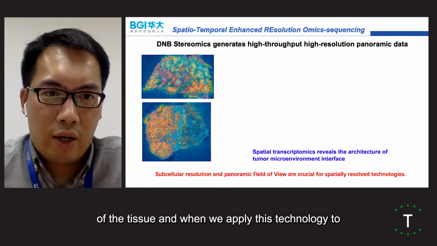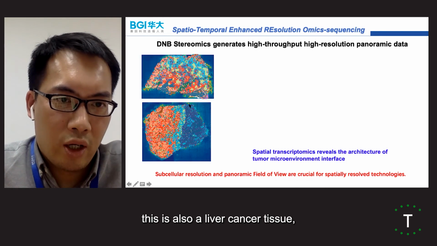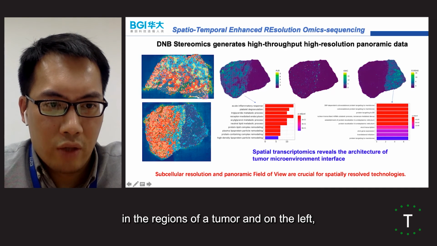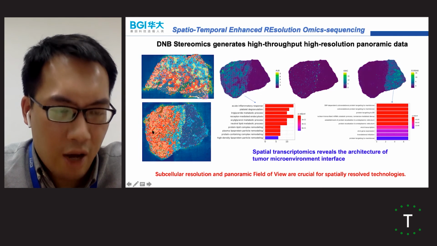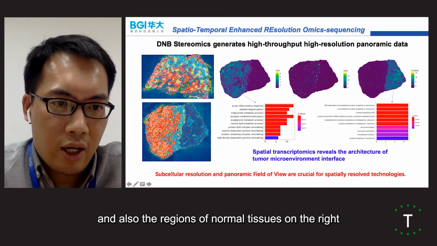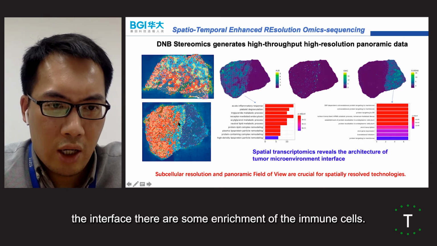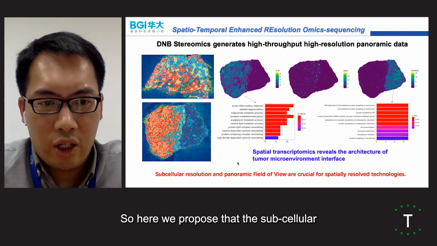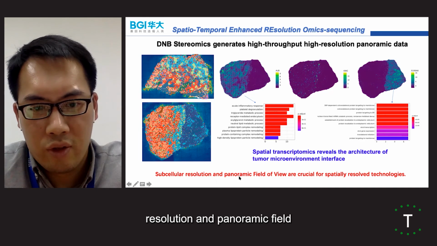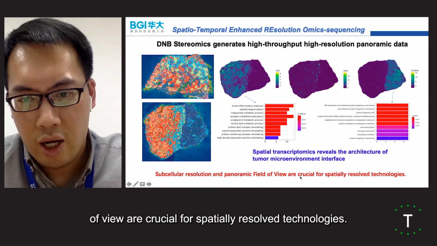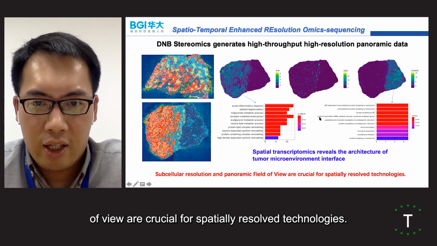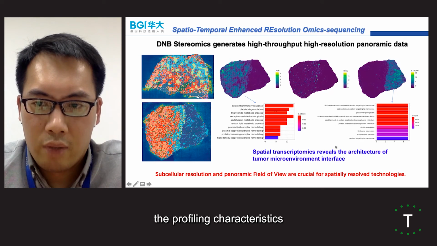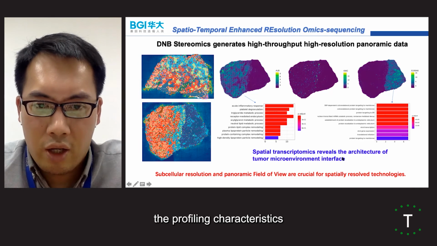When we apply this technology to tumor, for example this liver cancer tissue, you can identify the different patterns in the regions of a tumor on the left, and also the adjacent normal tissues on the right. At the interface, there is some enrichment of immune cells that may represent the process of cancer immunology. So we propose that subcellular resolution and a panoramic field of view are crucial for spatially resolved technologies. When we apply this technology, the spatial transcriptome patterns reveal the profiling characteristics of the tumor microenvironment.